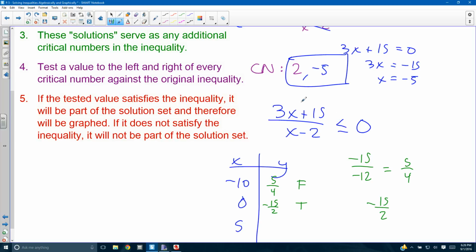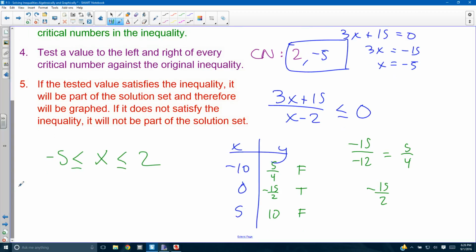Finally, to the right of 2, 5. 3 times 5 is 15, plus 15 is 30. 5 minus 2 is 3. 30 over 3 is 10. 10 is not less than 0. That is false. So x may be between negative 5 and 2, right? Including negative 5 and 2. And let's go ahead and graph that last one. And this will be it.